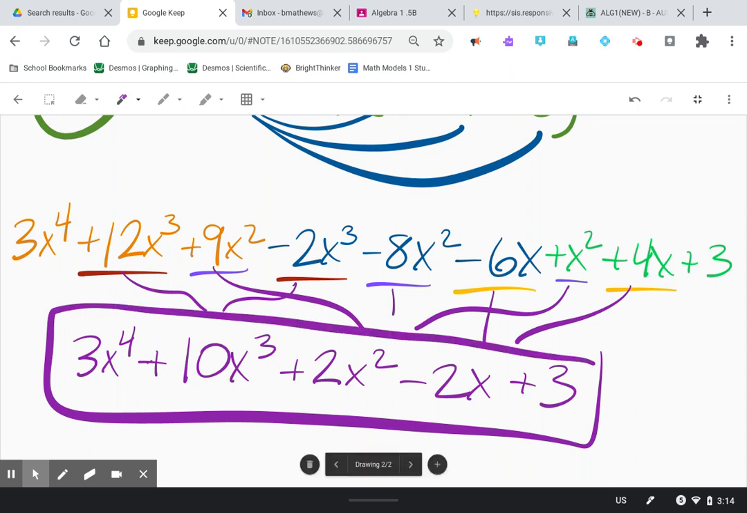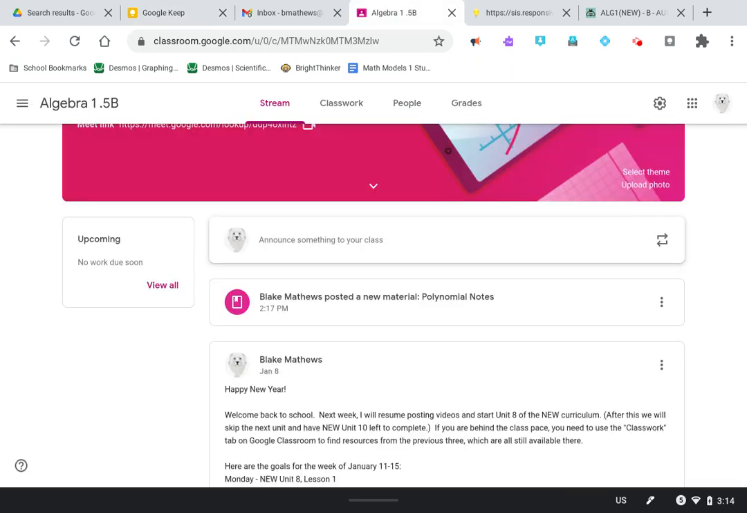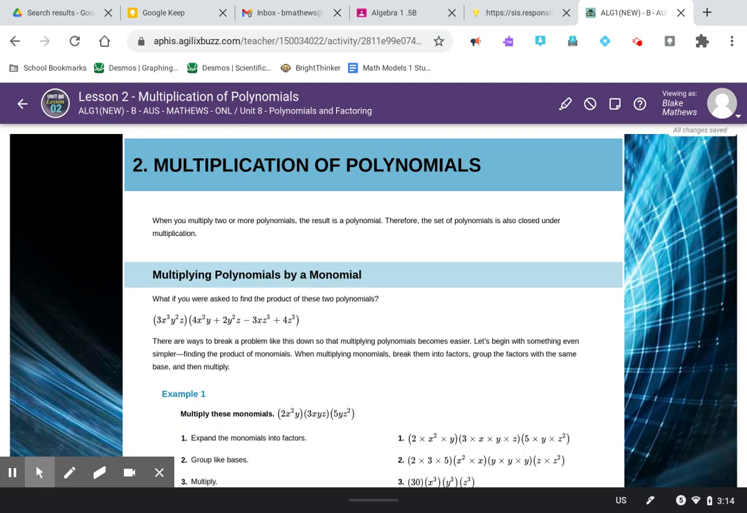Organization is the key here. As you go through the problem, just make sure you're getting every single combination done. But that is what you need to get through lesson 2 of our unit. And there are 2 sections of this, so make sure you complete those. But that is it.